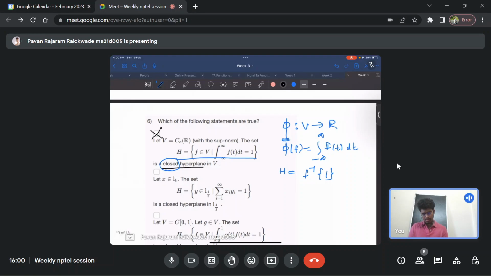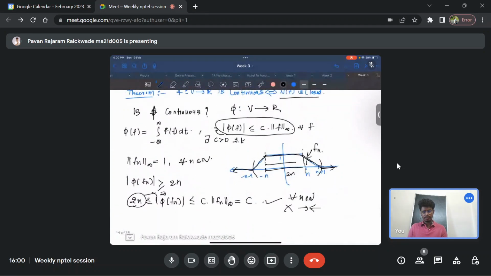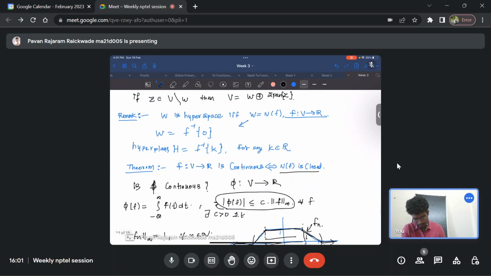Any doubt in this procedure I did with these functionals? Yeah, I guess it's okay. We'll go to the next one.